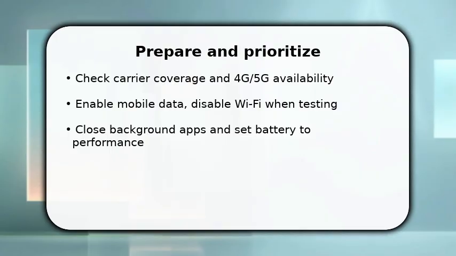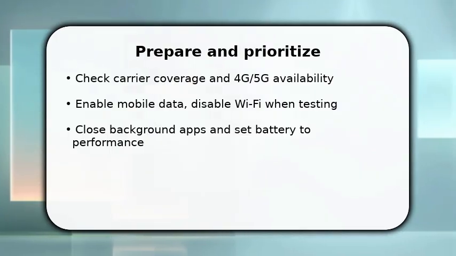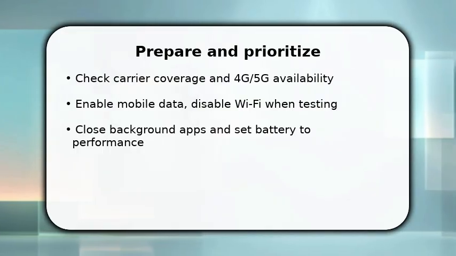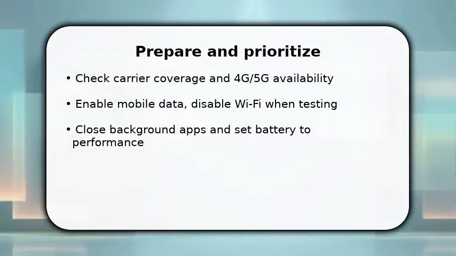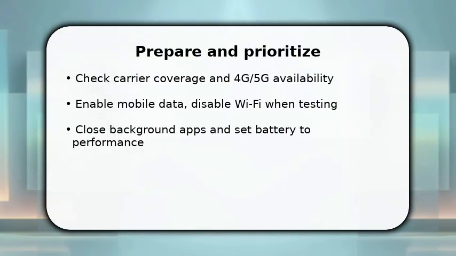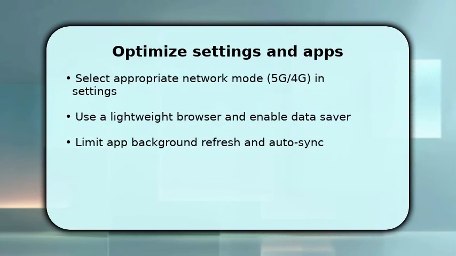Also close heavy background apps and set your phone to a performance power mode. This reduces CPU throttling and prevents apps from hogging bandwidth. These initial steps ensure you're testing the phone under real-world mobile conditions and give you an accurate baseline to improve from. Now you dig into detailed optimization.